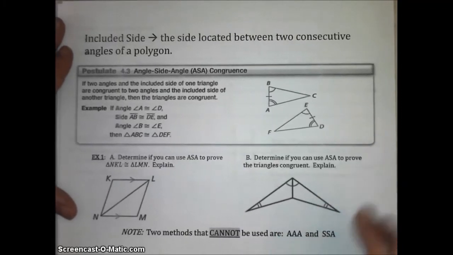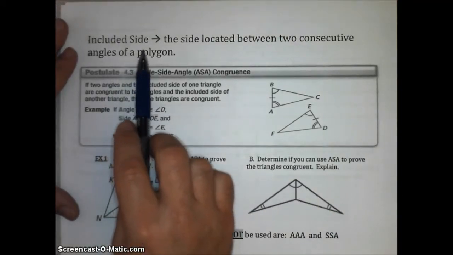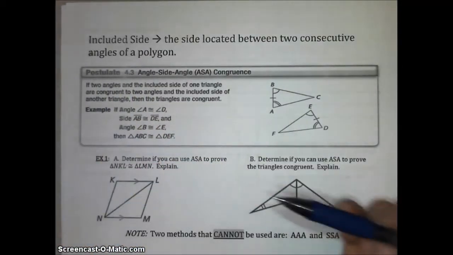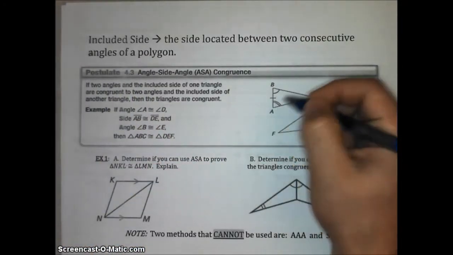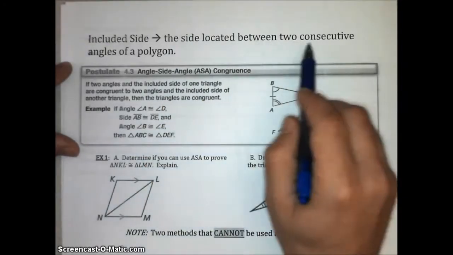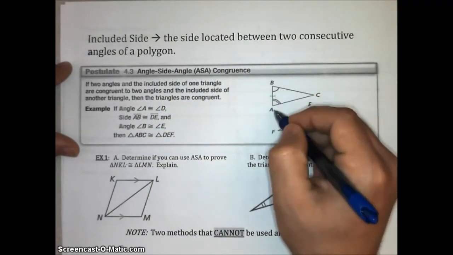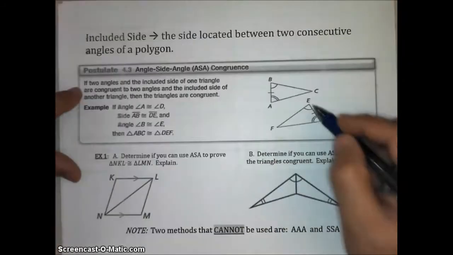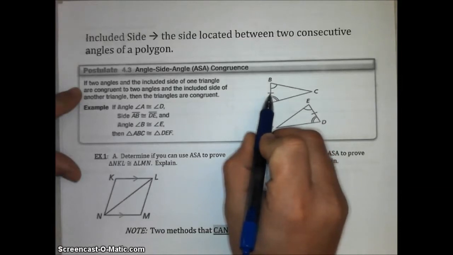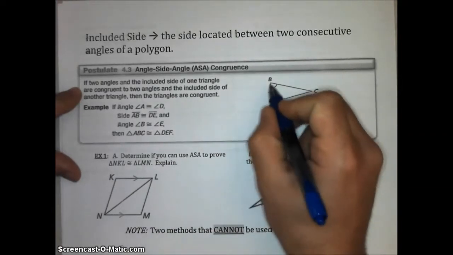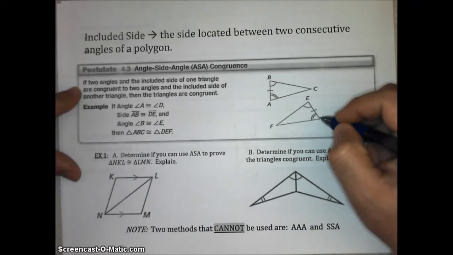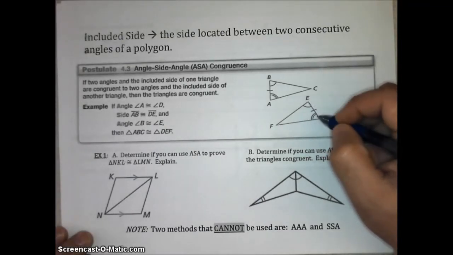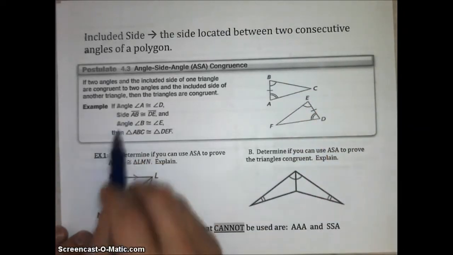First off, I want us to talk about what the included side actually means. We talked about included angles in the last lesson, so the included side is kind of the same deal, but a side between two angles. The side located between two consecutive angles of a polygon is called the included side. And so if two angles of one triangle are congruent to two angles of another, and the included sides are congruent, meaning the side shared by both angles in this triangle is congruent to the side shared by both angles in this triangle, then the triangles have to be congruent: angle, side, angle.